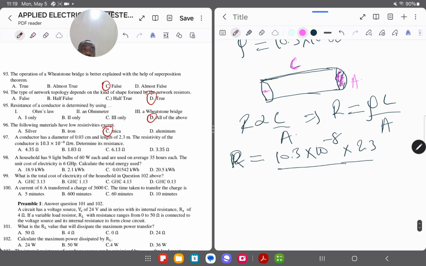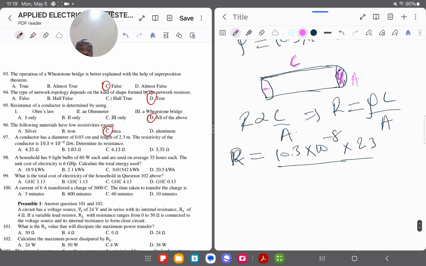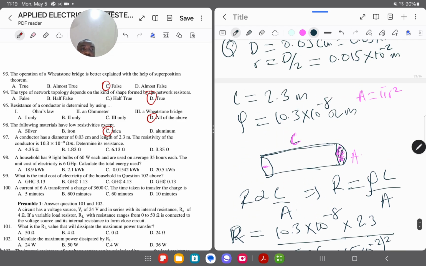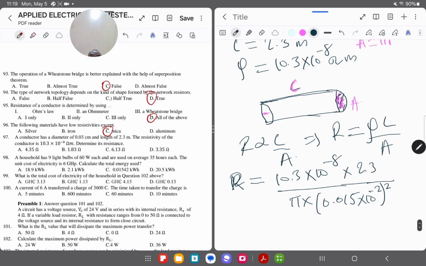Now I'll come and replace the area here. I know my area is pi r squared, and r is 0.015 times 10 to the power minus 2, squared. So we get this. Now let me do the calculation of this.